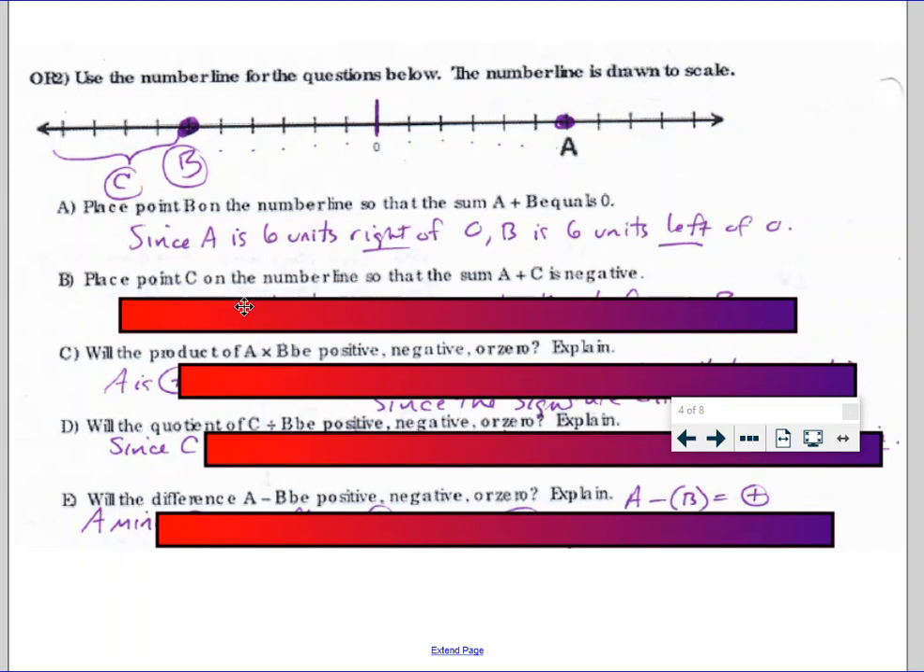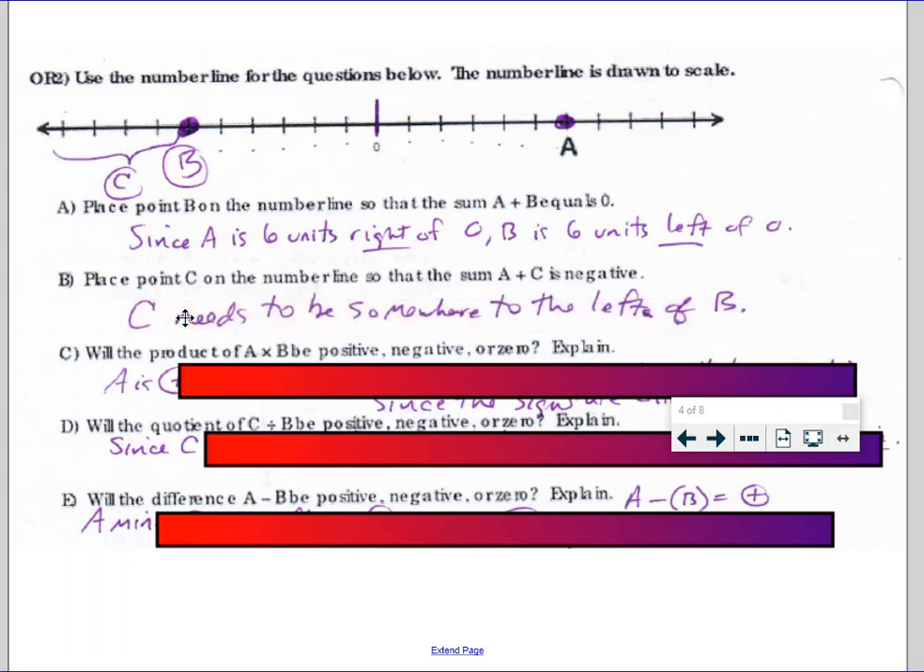In part B, place point C on the number line so that A plus C would be negative. Well, if C is anywhere here, it will be a positive answer when added with A. We want the distance from C to 0 to be greater than the distance from A to 0 for this to happen, for it to be negative. So C could be anything from where I have the cursor right now to the left. So that's what you want to say.